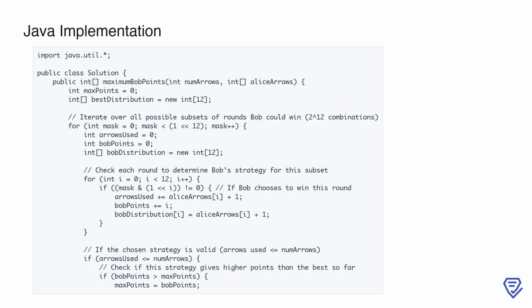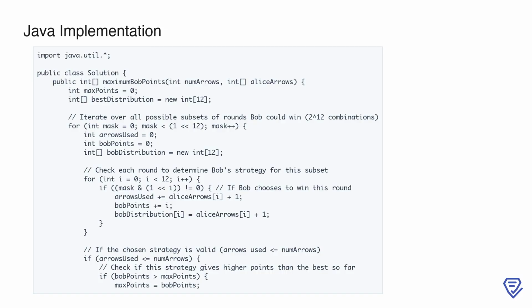If Bob decides to win a particular round, he needs to use one more arrow than Alice did for that round. This is tracked by incrementing arrowsUsed and updating bobPoints accordingly. The distribution of arrows for the current strategy is stored in the bobDistribution array. Finally, if the total arrows used under the current strategy do not exceed the allowed limit and the points are higher than the best we've seen so far, we update our maximum points and the best distribution to reflect this strategy.